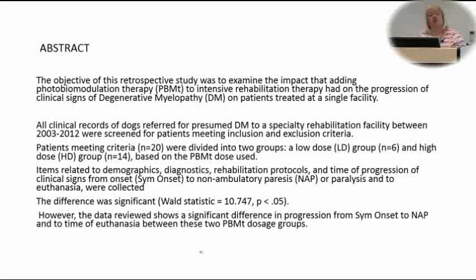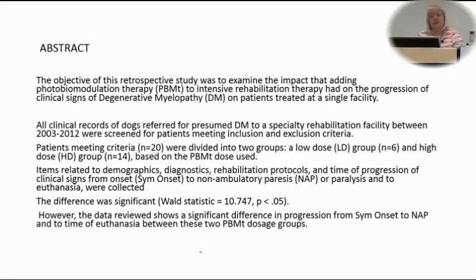So she took this information, and it was between 2003 and 2012. They screened the patients for inclusion and exclusion criteria. They got rid of the dogs who had other things other than DM, and where possible, they looked at the final postmortem diagnosis. Now, not all the dogs had a postmortem diagnosis of DM, but it was postmortem or confirmed with the double recessive gene test. So related to all of these things, and she pretty much was doing the same rehabilitation with all of these patients, the only difference was the laser that she had used.